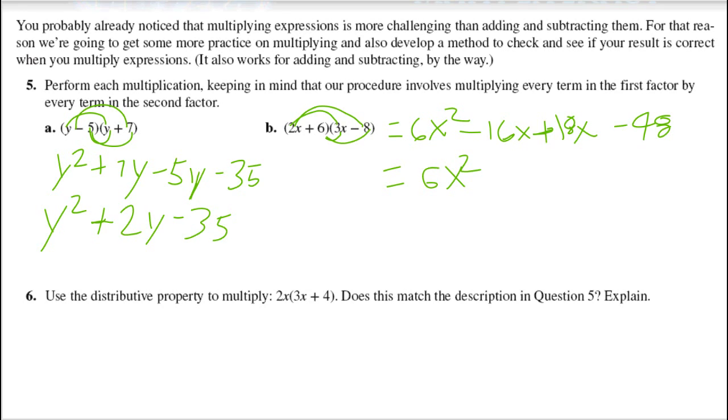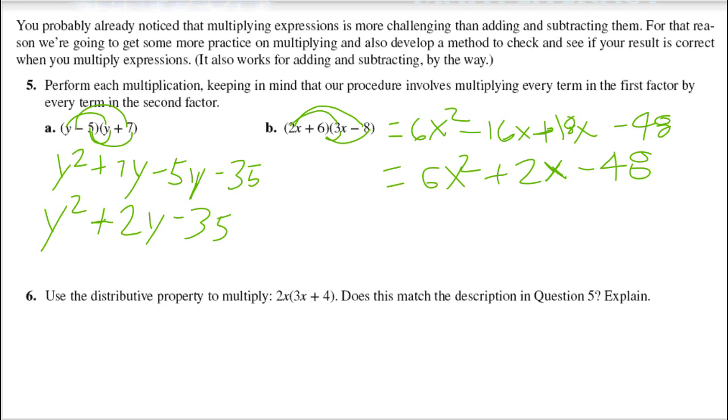I've lost 16 x's, but I find 18 x's. I'm left with 2 x's when I combine like terms. Okay. Multiplying everything by the second factor.